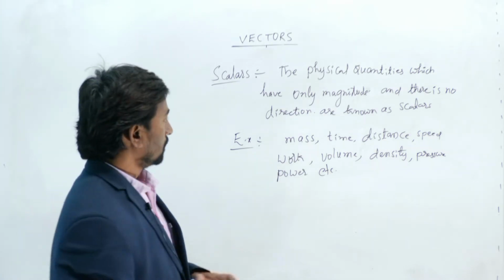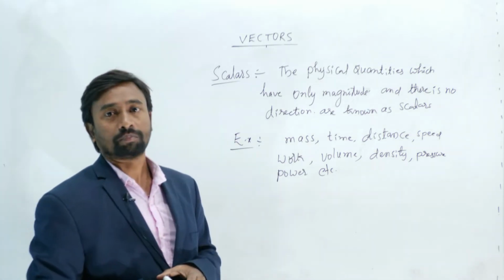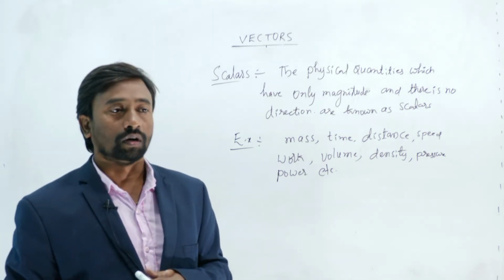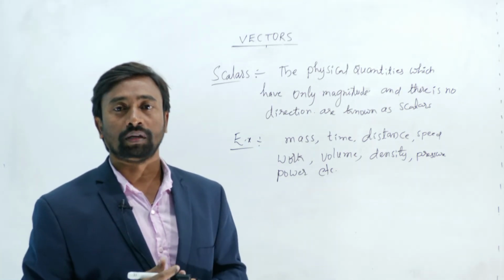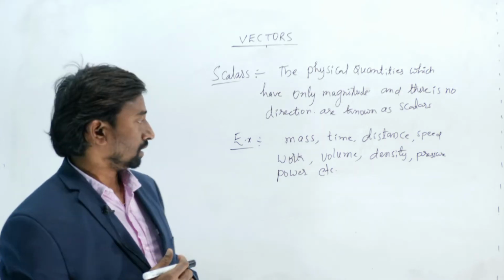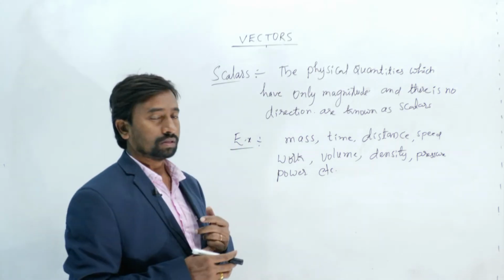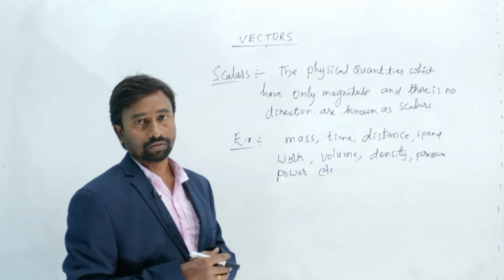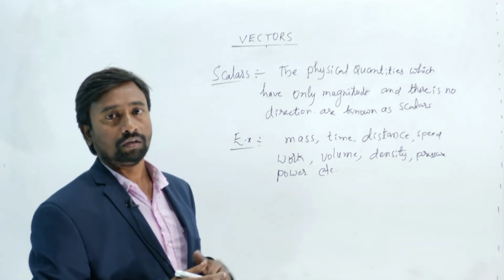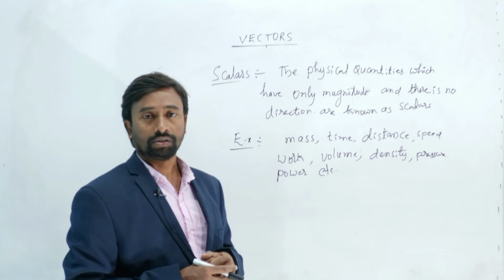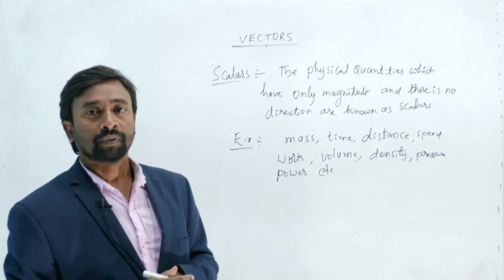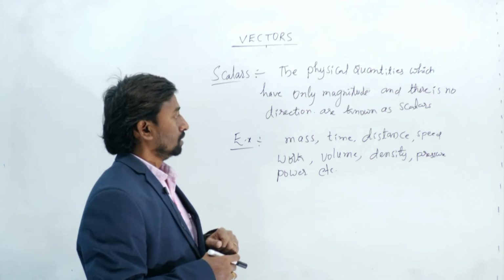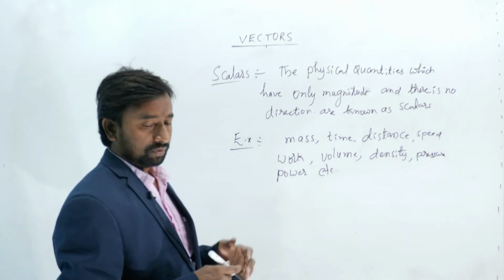Now these scalars can be added, subtracted and multiplied using normal algebraic laws. In the same way as in algebra, we can add and subtract scalars. By using the algebraic laws we can do addition, subtraction, multiplication and division of the scalars. Now we will see the next part.